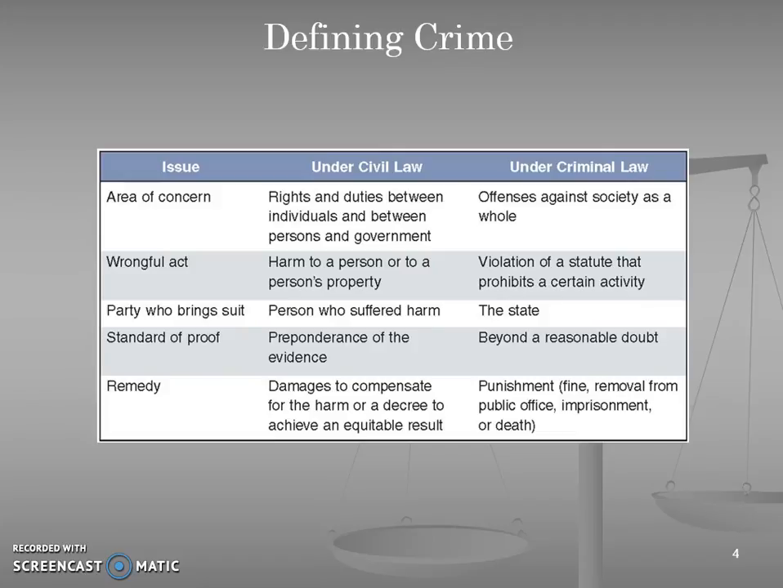So this chart does a comparison of civil versus criminal law, talking about what's the wrongful act that we're talking about, who's the party that brings the suit, what's the standard of proof, and what is the remedy? You could take a look at this, but we'll talk more about the remedies in a minute.